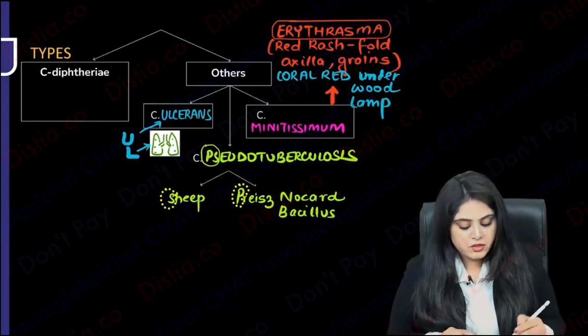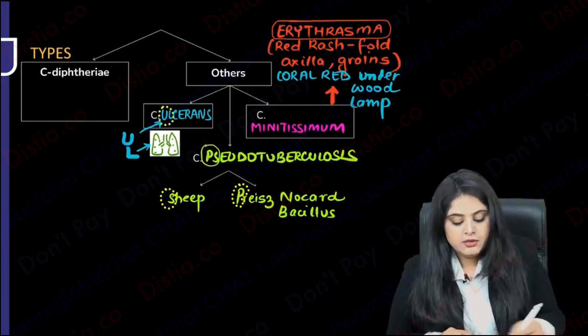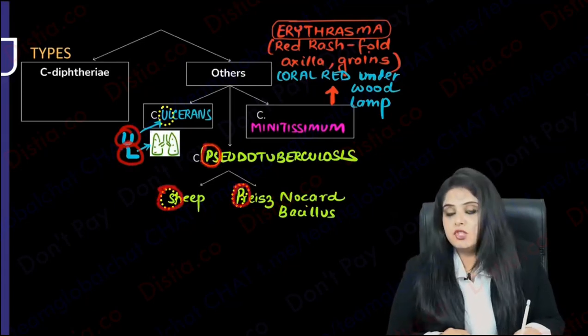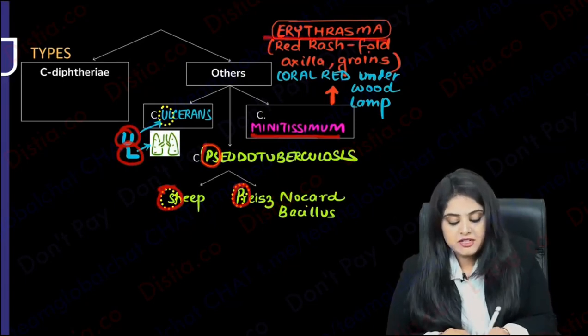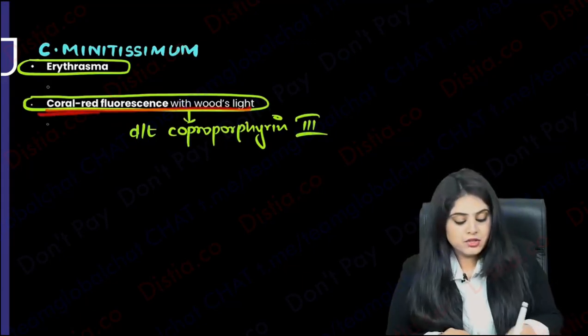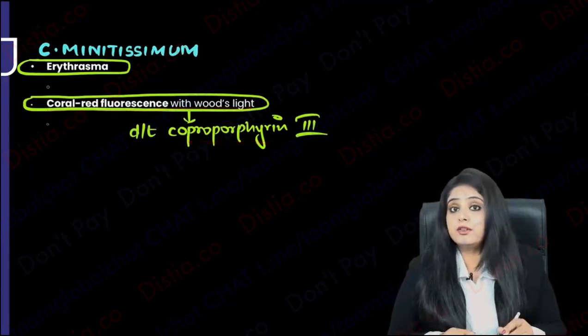So in ulcerans you're going to pick up U and L, U for ulcerans, L for lungs. In pseudotuberculosis, you'll pick up P and S, pre-sinus and involvement of sheep. And minutissimum is red rash, coral red fluorescence that you get under Wood's light. And why is the coral red color? Because of coproporphyrin.